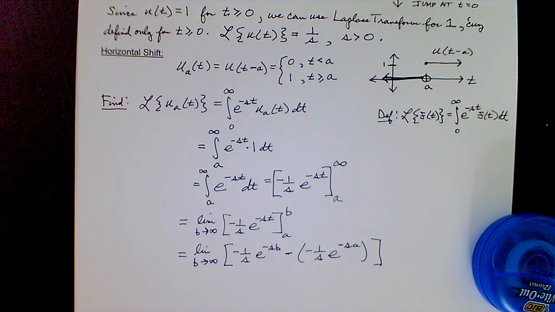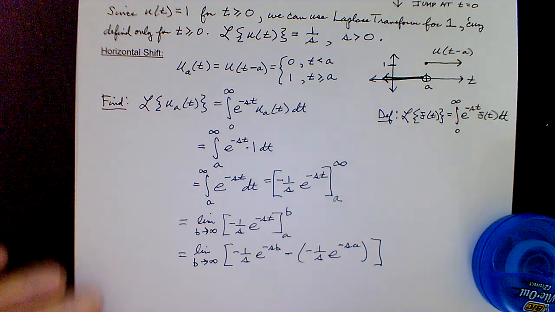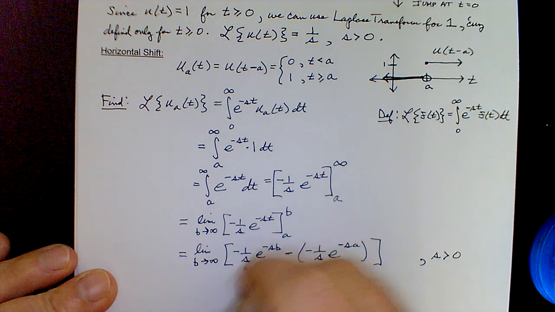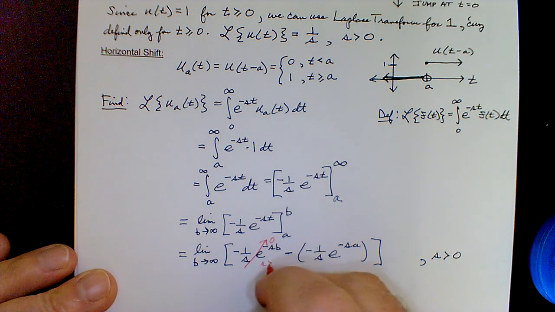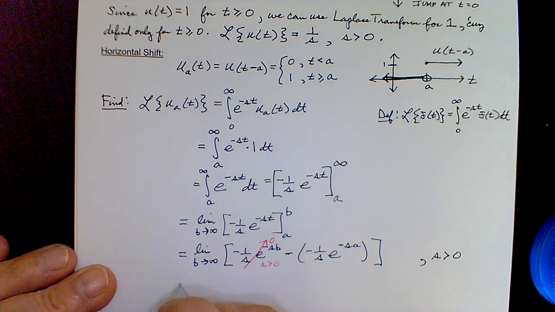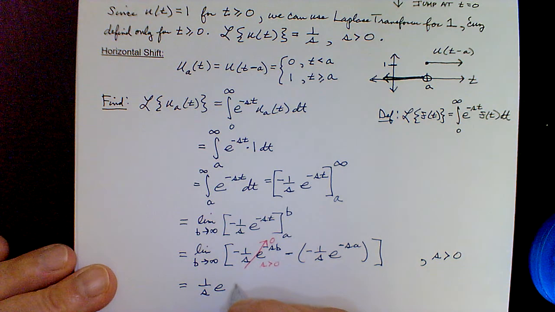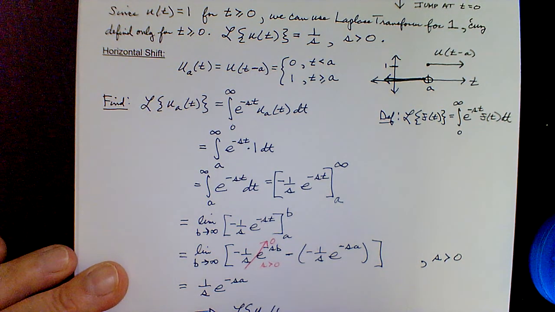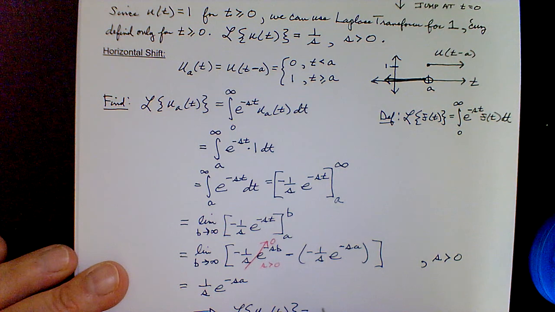But then as b goes to infinity, provided that s is greater than 0, this term is going to tend towards 0, because then we'd have e to the negative infinity, as long as s is a positive value. So then we get the double negative, plus 1 over s times e to the negative sa. Okay, which typically we'll say that the Laplace transform of u sub a of t is e to the negative sa over s.